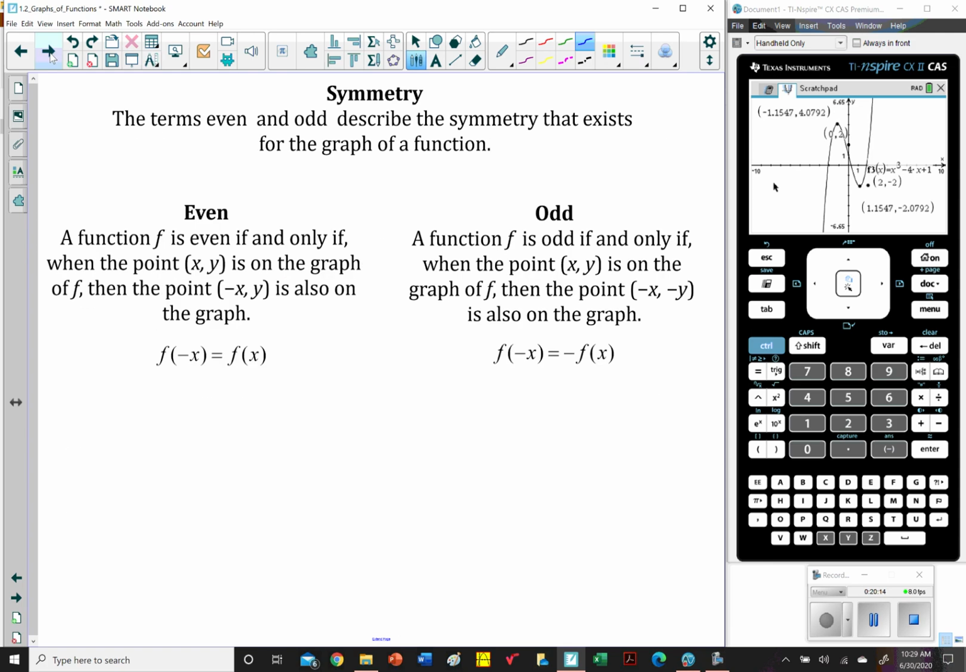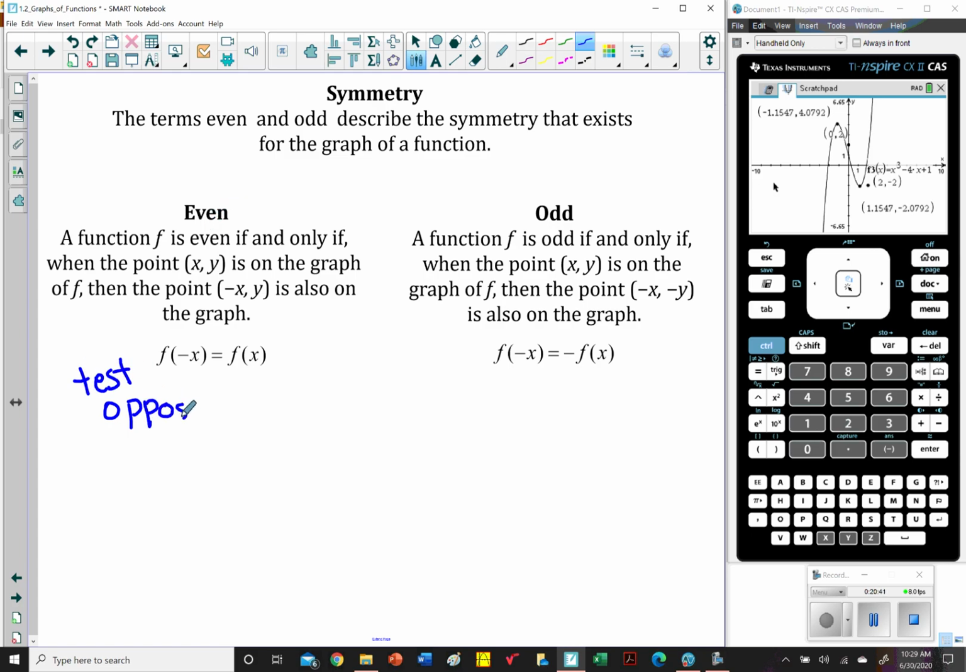Now here we want to talk about symmetry. So in terms of even and odd, we can describe symmetries for graphs of functions. And you might recall the test from Algebra 2. This one test said if you replace x with the opposite of x and you end up with the original function, then you have y-axis symmetry. So this is our algebraic test.